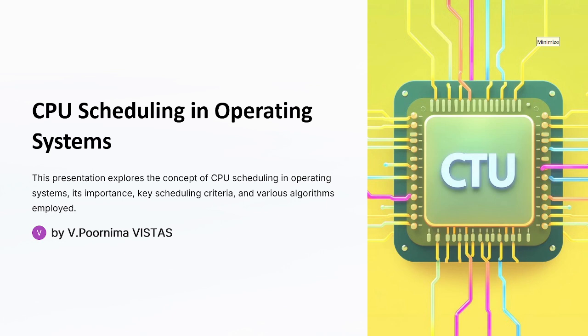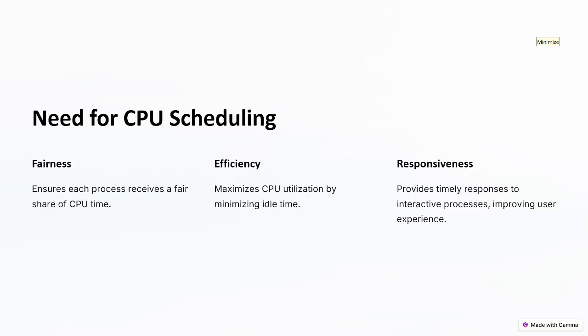CPU scheduling is the process used by the operating system to decide which tasks get to use the CPU at a particular time. This is important because the CPU can only execute one task or process at a time, but there are usually many tasks that need to be processed.